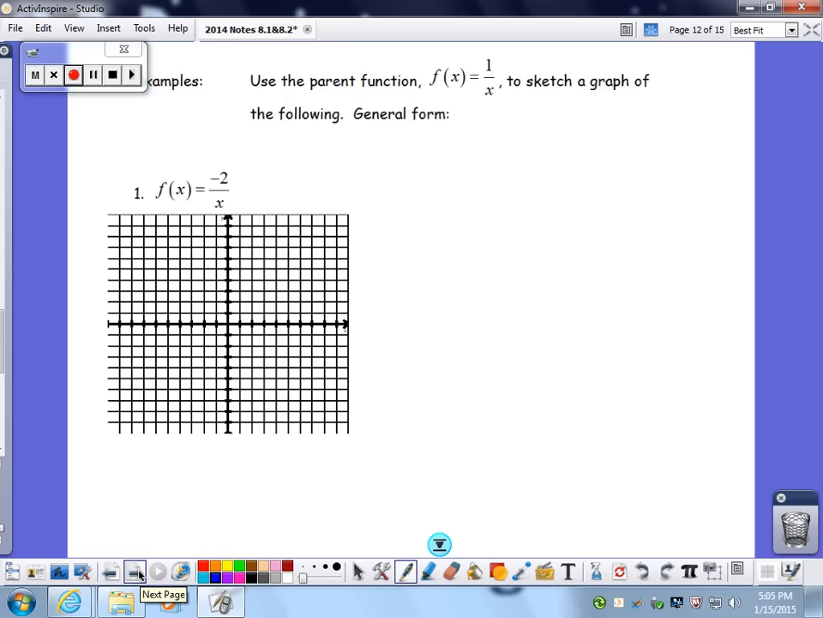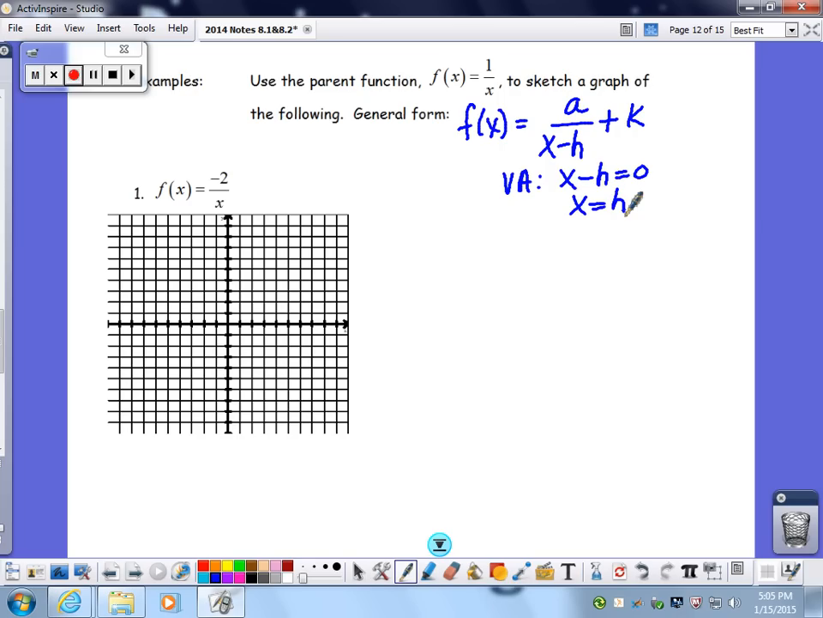The general form of a rational function is f of x equals a over x minus h plus k. Your vertical asymptote, I'm going to use VA for vertical asymptote, is going to be given by the zero of that denominator. So think about setting x minus h equals 0. So x equals h is going to be the vertical asymptote. And the horizontal asymptote is going to be y equals k when it's in general form. Remember, h slides the graph left and right, k slides the graph up and down, and a is going to stretch it.